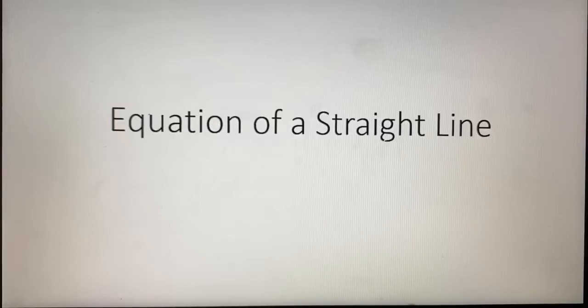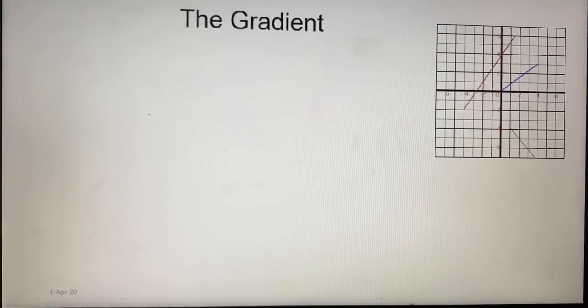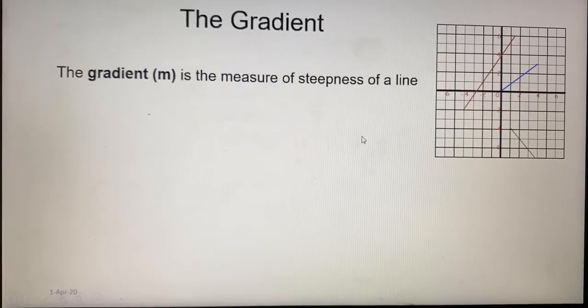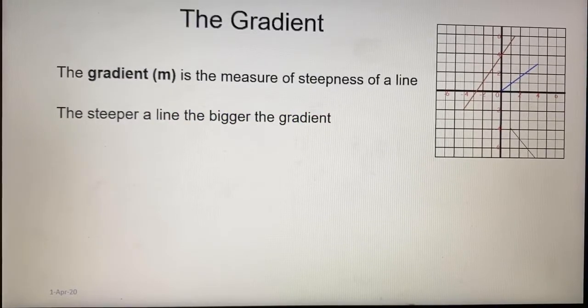We're going to look at how to find the equation of a straight line. First of all, let's look at finding the gradient of a line. The gradient is a measure of the steepness of a line. The steeper a line, the bigger the value of the gradient.